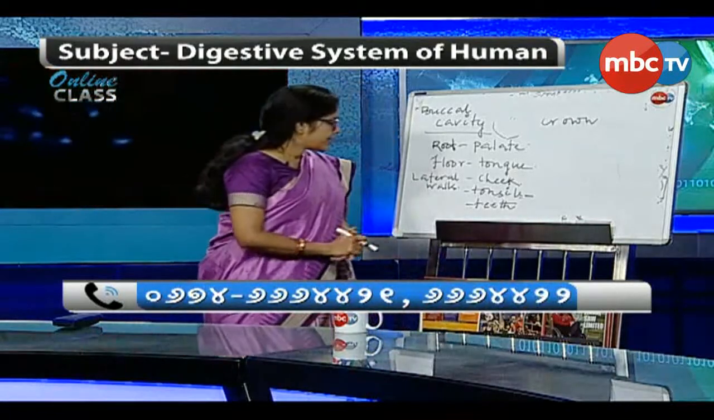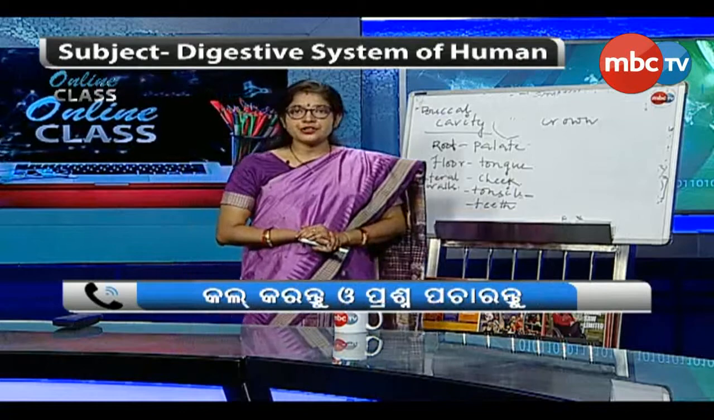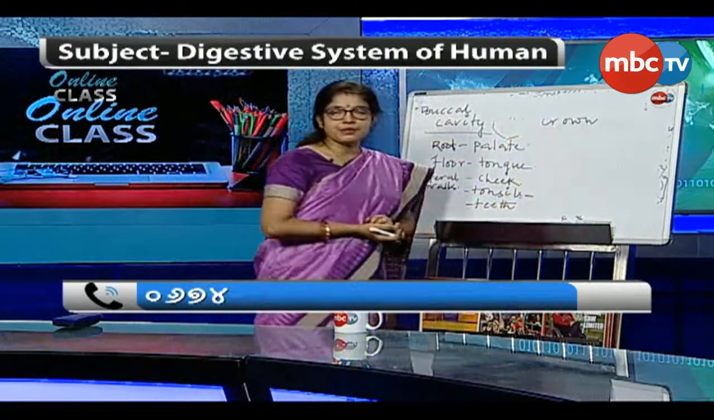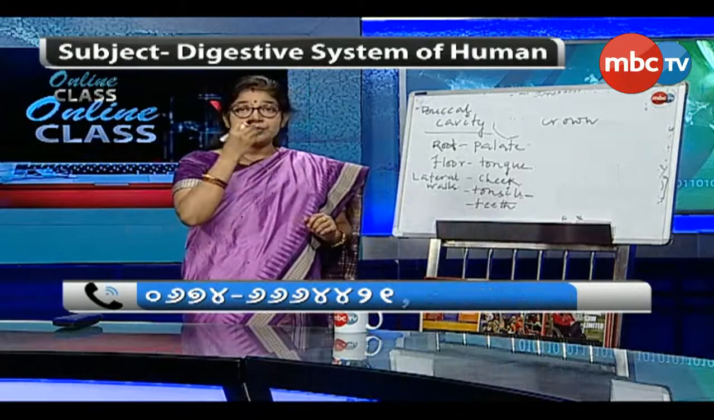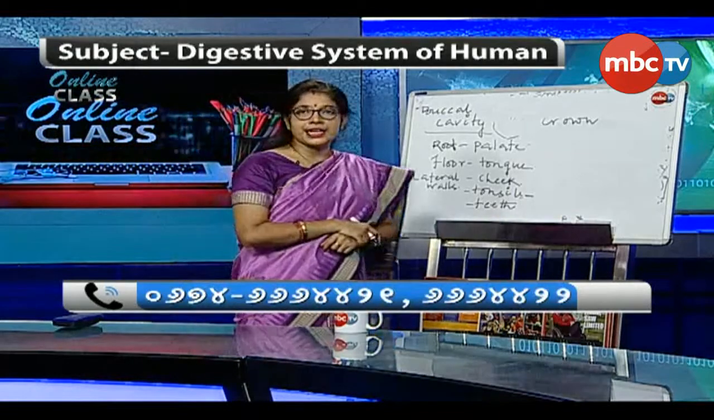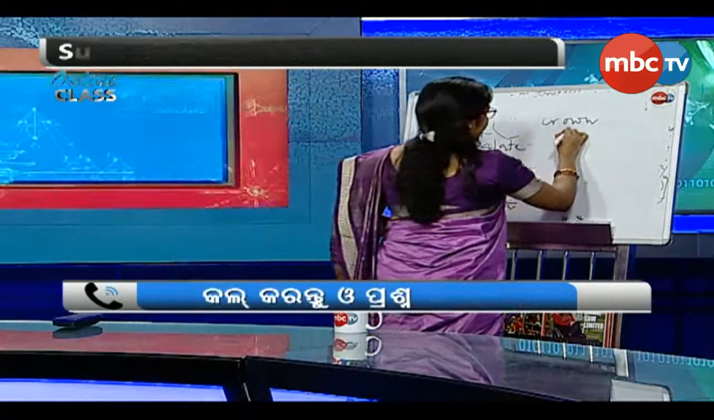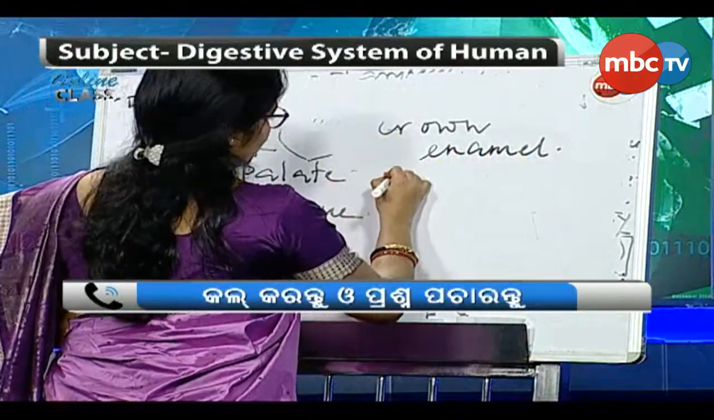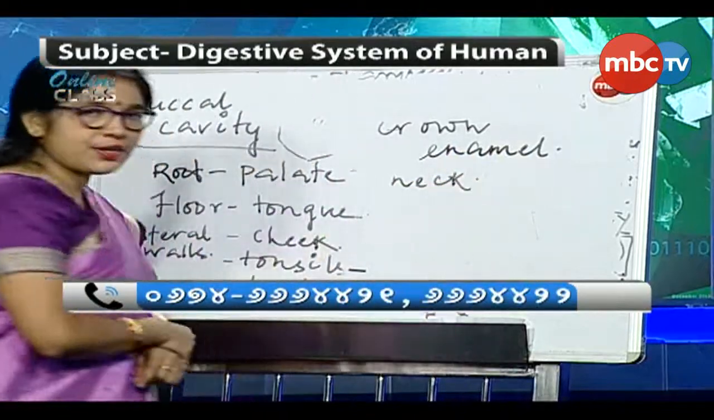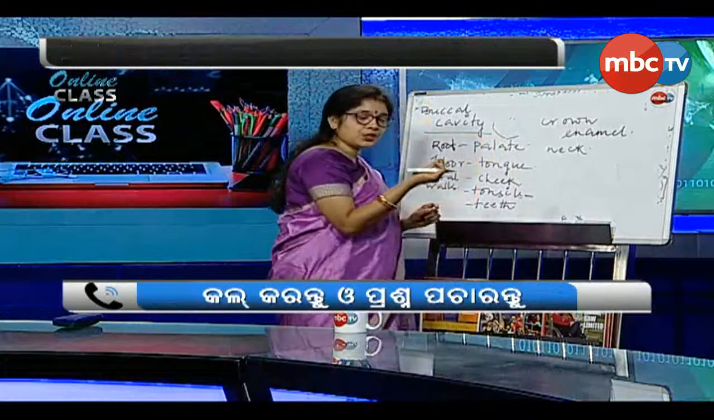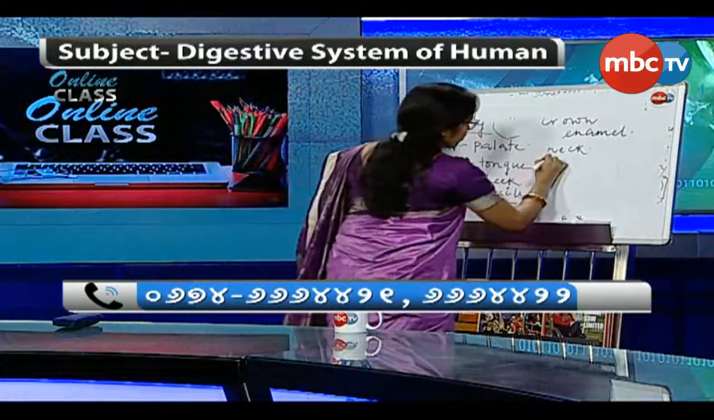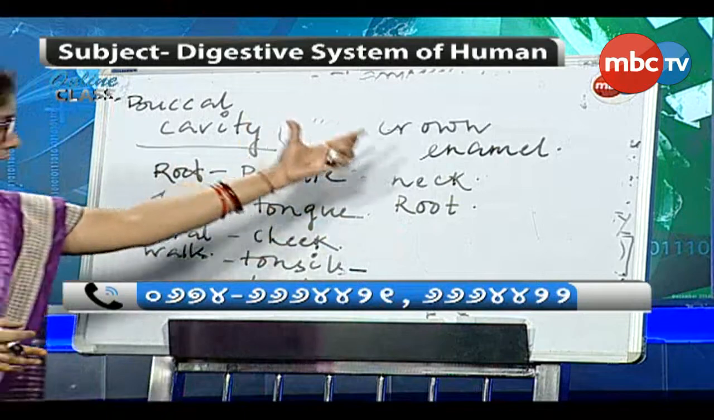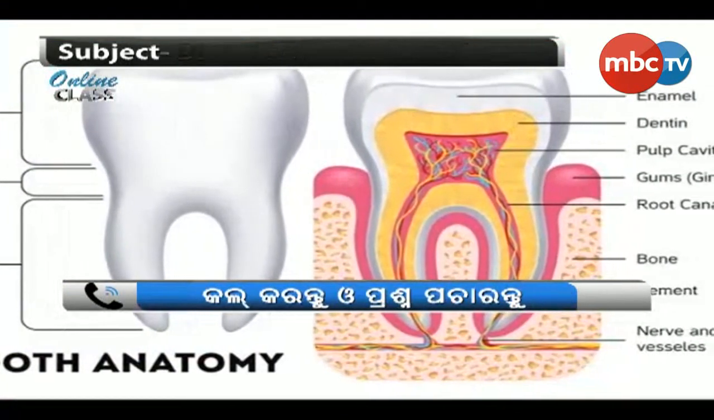Okay. So, the next part, that is the teeth, which is divisible into three different parts. The exposed part of the tooth, which we are seeing from outside, is known as crown. The crown is covered by a shining material that is known as enamel. Then just below the crown, there is the presence of neck. Neck is present within the gum. And the last part of the tooth, which is attached with the jawbone, is known as root. So, these are the three different divisions of the tooth: the crown, neck and root.